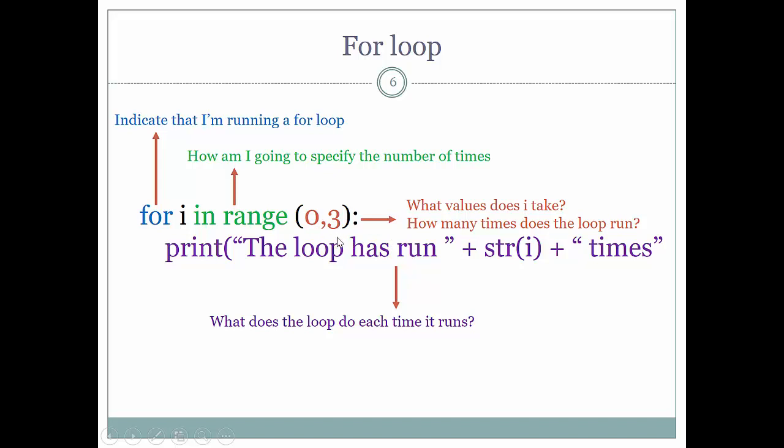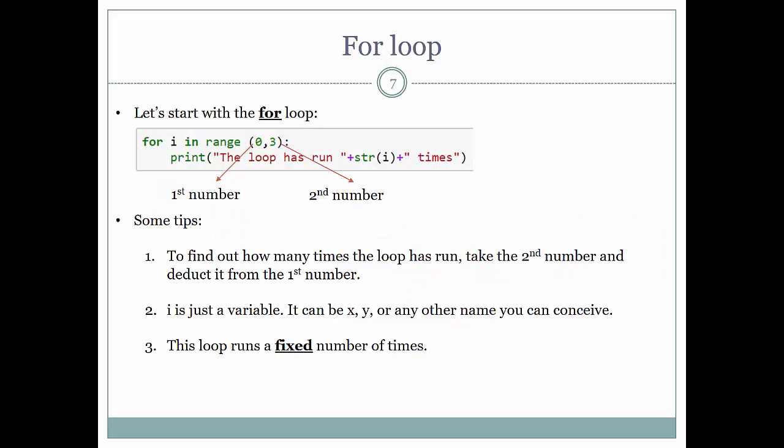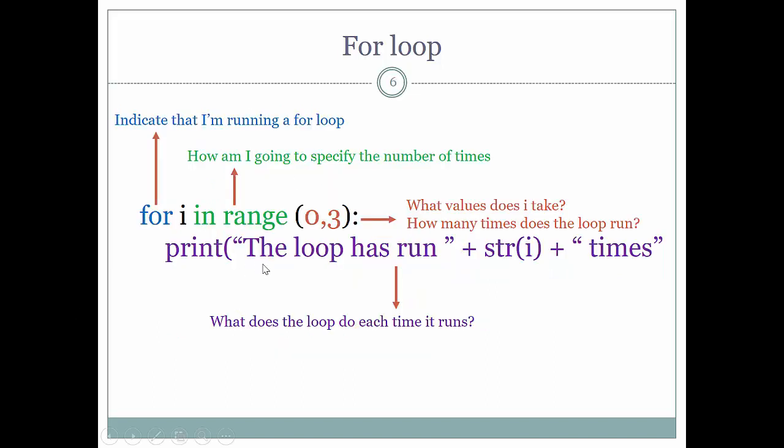So if the loop is running 3 times, I will be taking different values every time it is run. The first time, it will take the value of 0, and 0 comes from the left hand side of the range, and slowly increase up to the value 3. So it will take the value of 0, followed by 1, followed by 2. Finally, in each run of the loop, it will be printing out the loop has run whatever value is stored inside I times. So here we can actually visualize what is the value of I every time that this loop runs.